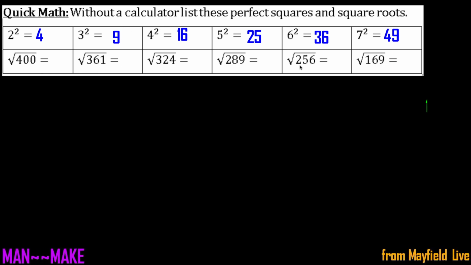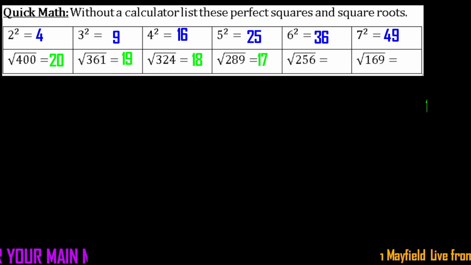Then for these square roots, it's asking, well, if this is the area, what would be the side length of one of these squares? So again, the square root of 400 is 20, the square root of 361 is 19, the square root of 324 is 18, the square root of 289 is 17, the square root of 256 is 16, and yes, you guessed it, the square root of 169 is 13. So make sure you're seeing the pattern that is there, and moving on.